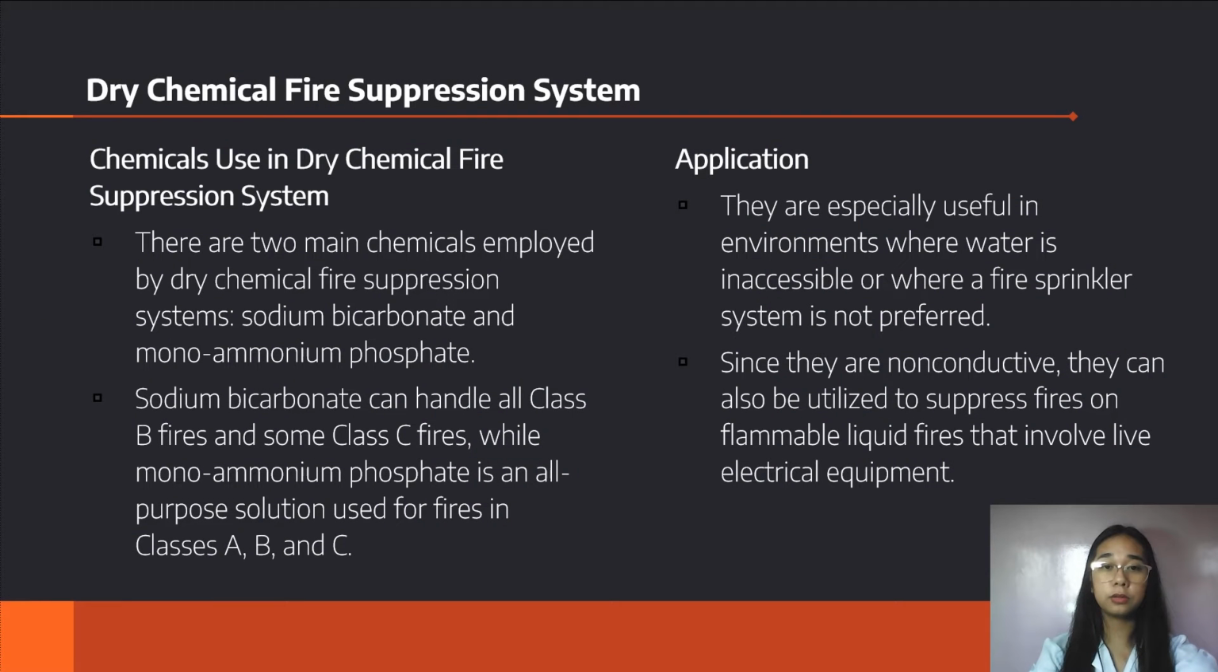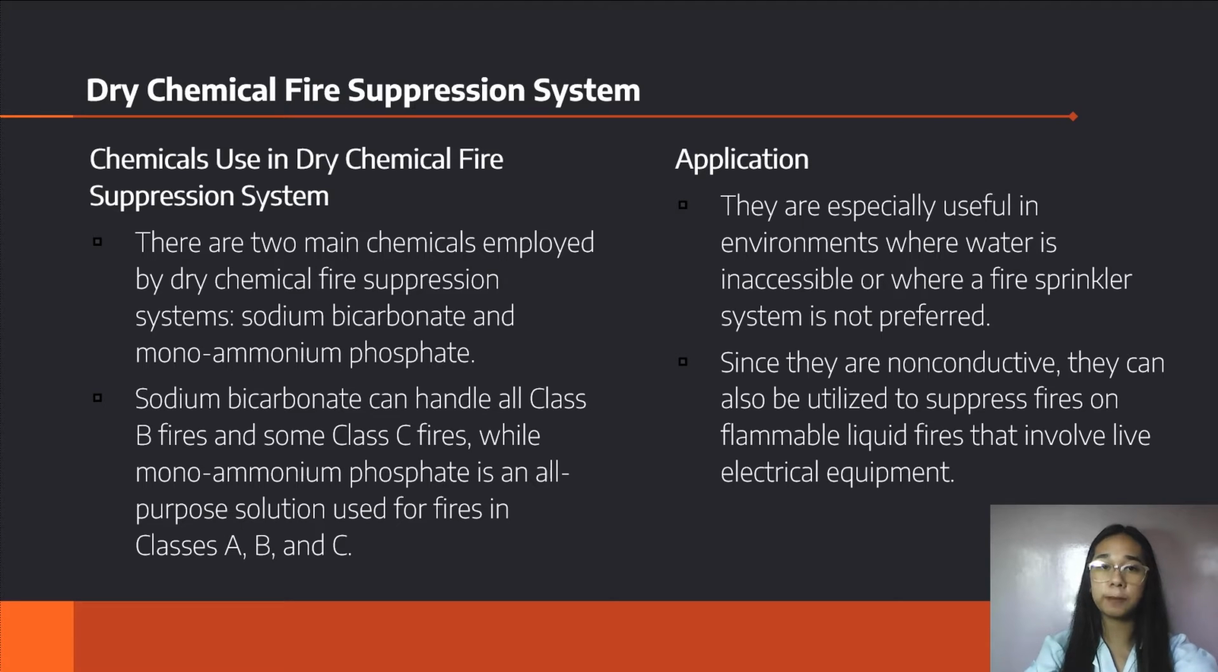Now, there are two main chemicals employed by dry chemical fire suppression systems, namely sodium bicarbonate and monoammonium phosphate. Sodium bicarbonate can handle all Class B fires and some Class C fires, while monoammonium phosphate is an all-purpose solution used for fires in Classes A, B, and C.